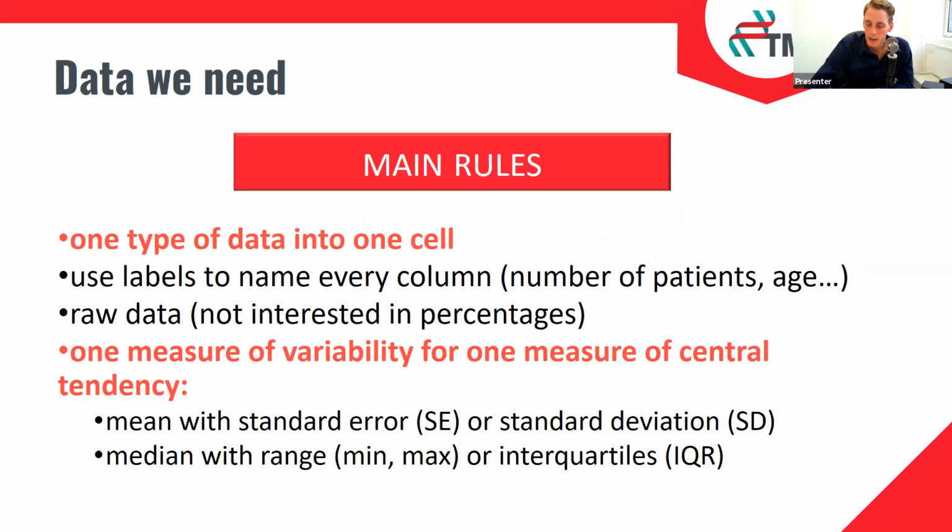Here you can see the main rules about the data we need. First of all, when you prepare the Excel sheet, it is essential that you should use one type of data in one cell. And for every column, you should use labels, so it will be easier to understand. We need only raw data and not percentages. And one measure of variability for one measure of central tendency. So mean with standard error or standard deviation, or median with range or interquartiles.